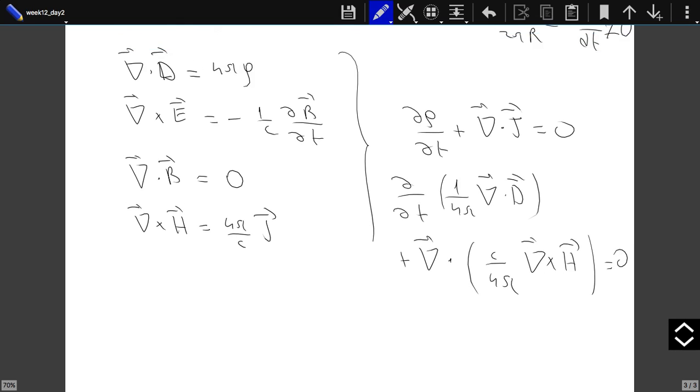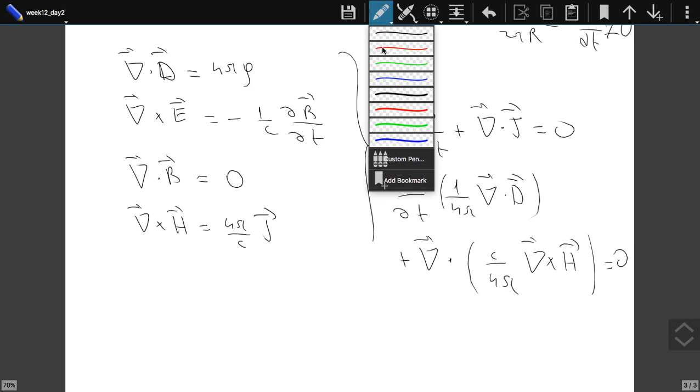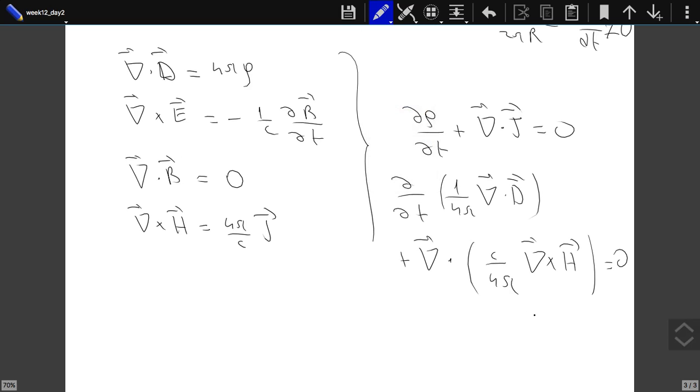Now, the easiest fix to this would be just to add something by hand here. Just to cancel the time derivative of the divergence of D, add minus 1 over 4 pi del D by del t. The divergence of the derivative is the derivative of the divergence. So if we add this by hand, I repeat, everything is consistent.